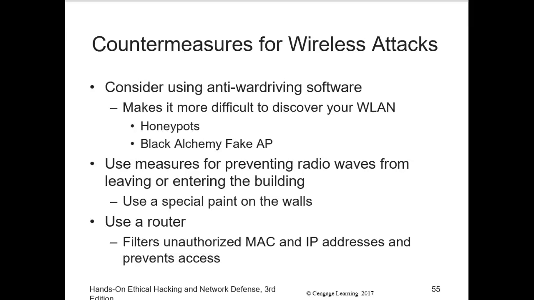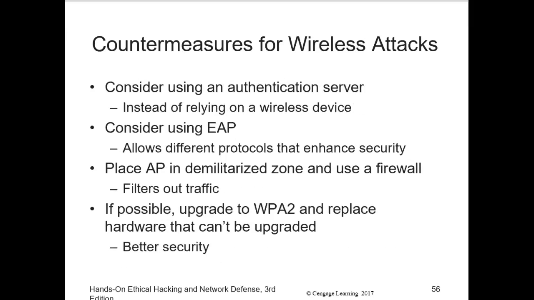We want to use measures for preventing radio waves from leaving the building. You can use special paint on the walls, but you can do it simpler than that. You can make sure that the access point is centered in a facility and that it has just enough power. You can adjust the power up and down to make sure the signal isn't bleeding outside the building any significant distance, so that it's just the people inside your structure. Hence, it ties into physical security. Somebody went through security, had to show an ID badge, etc.